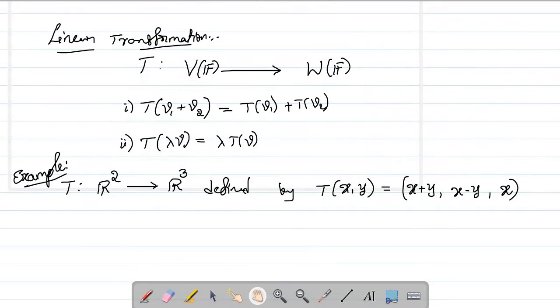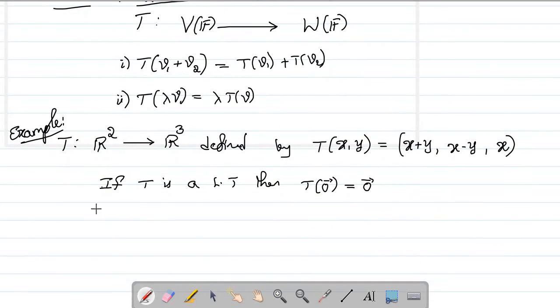And there is an important thing about linear transformations here. If T is a linear transformation, then definitely the image of 0 must be 0. That is, if T is a linear transformation, you can conclude that the image of the 0 vector must be 0. Suppose the 0 element is mapped to a non-zero element, then you can say that it cannot be a linear transformation. It has to satisfy this condition. So this is one condition to check directly. Here 0 is mapped to 0.